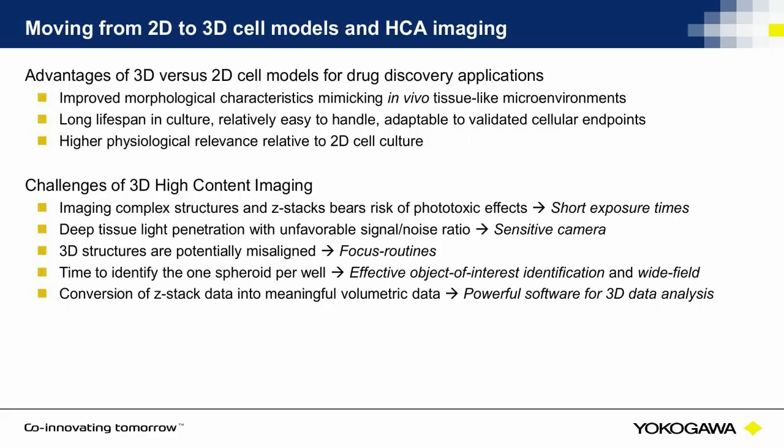In recent years, more and more researchers are moving from the classical two-dimensional cell models that have been used for decades to three-dimensional cell models in drug discovery. Three-dimensional cell models are also referred to as microtissues, spheroids, or organoids, and they have improved morphological characteristics because they are mimicking the real in vivo tissue environment in a much better way. With that, three-dimensional models are of higher physiological relevance.